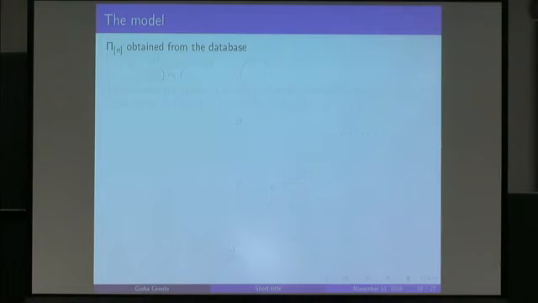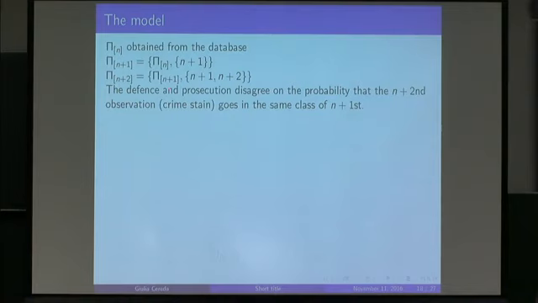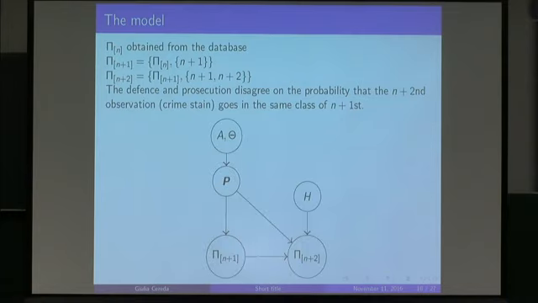What Professor David was saying is actually this. If you have the partition obtained with the database, then you observe the suspect type, and you have this kind of partition here. And when you observe also the crime stain type, you have this. Sorry, here it should have been n, not n plus 1. This is n. The defense and prosecution disagree on the probability that this and this are in the same class. For the prosecution, this is a sure event. For the defense, there is a certain probability for n plus 2 to go here or in another of the other classes. So this is the point.